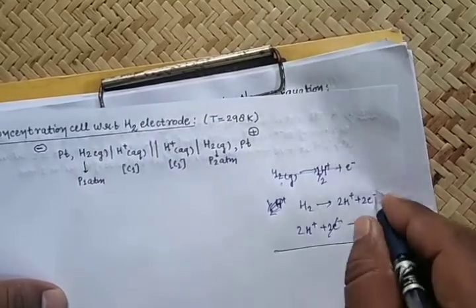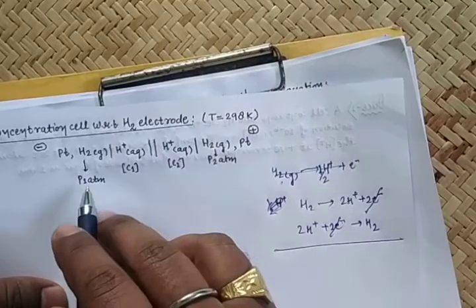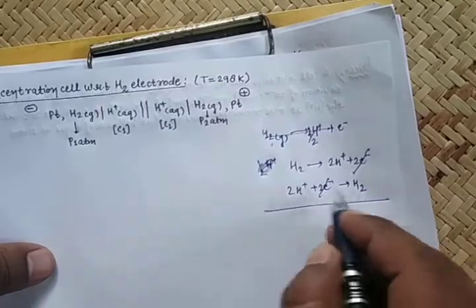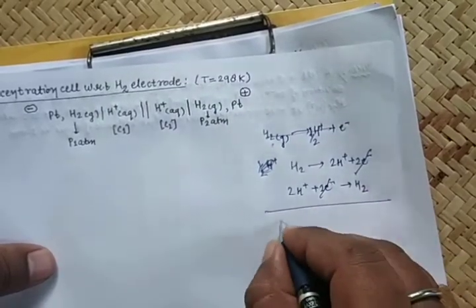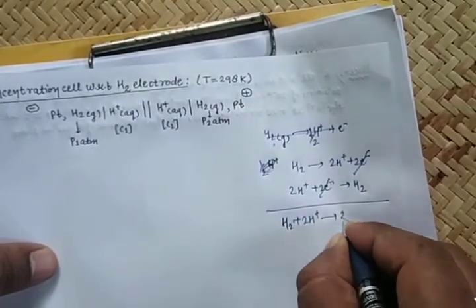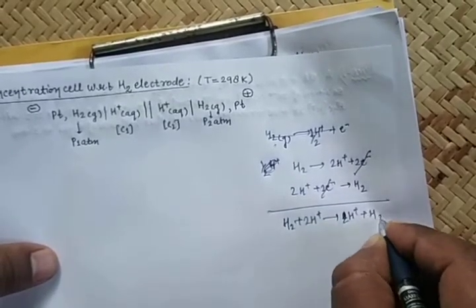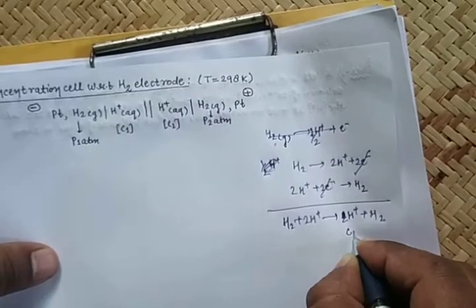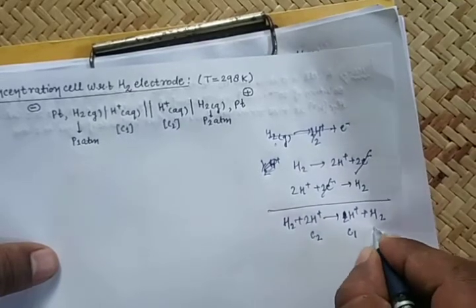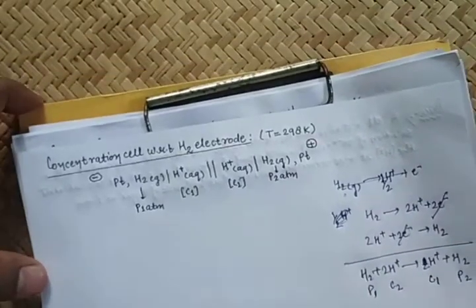In this case the electrons cancel, and the hydrogen pressure is the same or different. Suppose the pressure is 1 atm and the other is 2 atm, then the hydrogen does not cancel. Now the concentration is different, so H2 gives 2H plus, and 2H plus gives H2. This is concentration 1, this is concentration 2, this is pressure 2 and this is pressure 1. Clear?